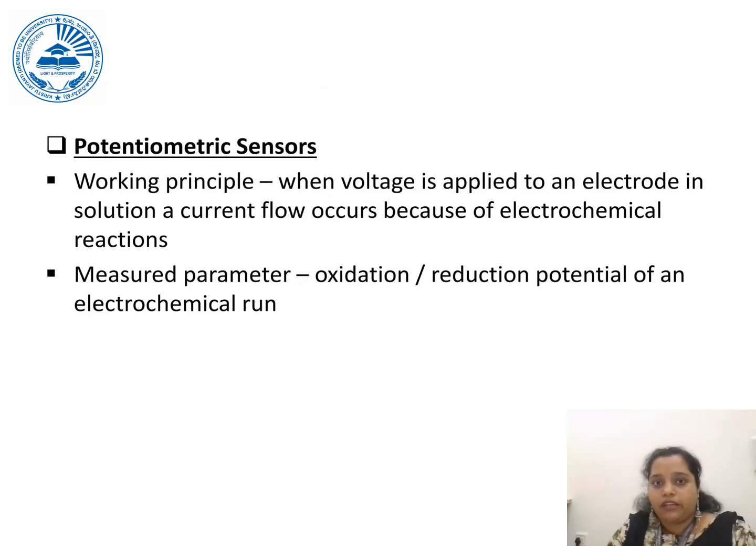Next, we have potentiometric biosensors. Potentiometric, as the term suggests, potential difference: when voltage is applied to an electrode solution, current flows, because of which potential difference is observed. Be it any electrochemical reaction, that oxidation reduction potential can be measured using potentiometric sensors.